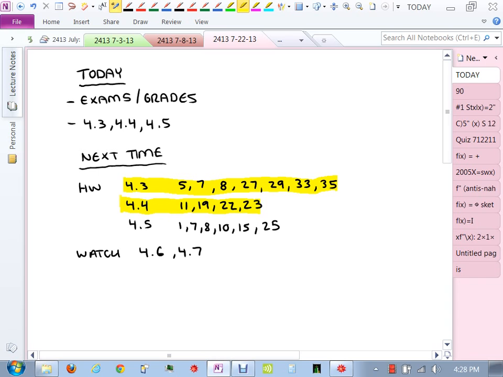For next time, the watching of the videos, I'd like for you to, of course, watch 4.6, watch 4.7, but include with this 4.5 because I didn't get a chance to cover 4.5.